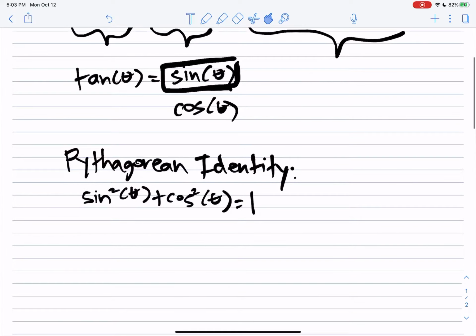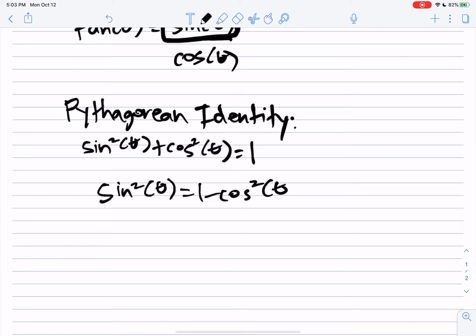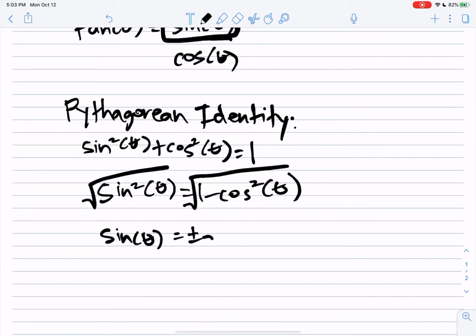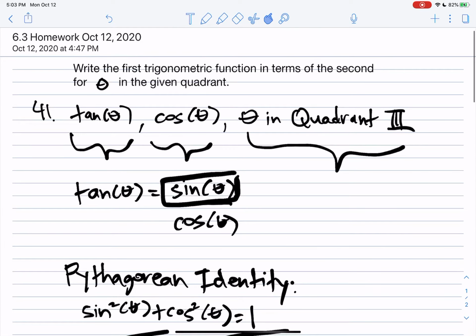Recognizing our Pythagorean identity, sine squared theta plus cosine squared theta equals 1. If we solve for sine squared theta, we get sine squared theta equals 1 minus cosine squared theta. Taking the square root of both sides. Now remember, whenever we take the square root, we always get plus or minus. And this is a very important idea in our problem. Because what's going to help us determine whether it's the positive square root or the negative square root is where theta lies.